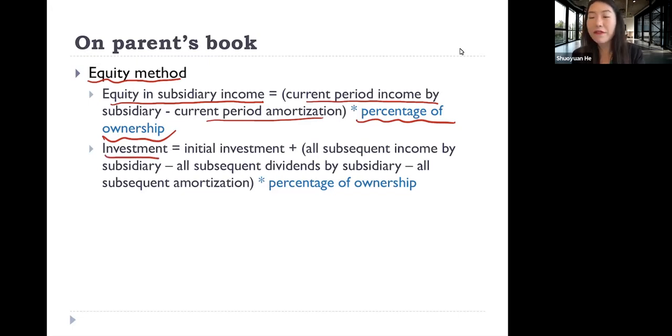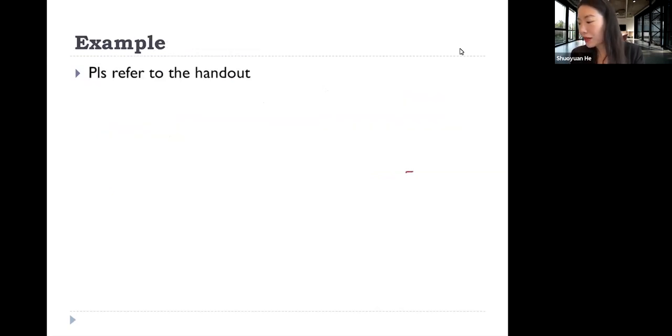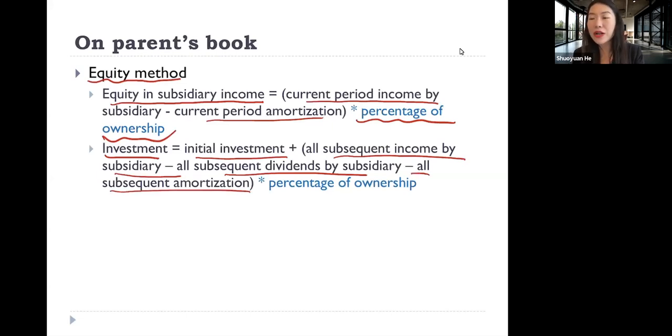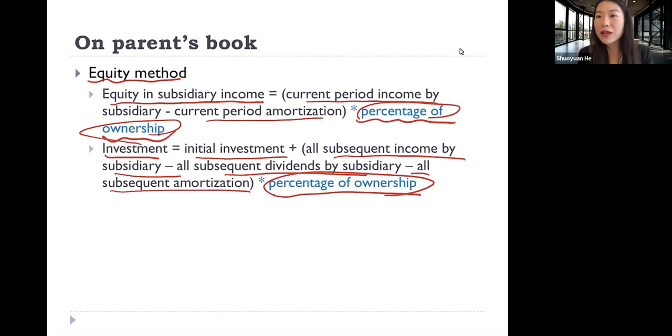And it is very similar to the investment account. The initial investment is always 100%. It is not the ownership percentage, but that is just the initial investment. No matter how much investment the parent is putting in, it should all be recognized in the investment account. And then all of the subsequent income by the subsidiary, all subsequent dividend by the subsidiary, and all of the subsequent amortization, because the subsidiary is not owned 100% by the parent now, we need to multiply it by the percentage of ownership. So the key difference between what we are talking about now and what we talked about before is only whether you multiply by the percentage of ownership or not.